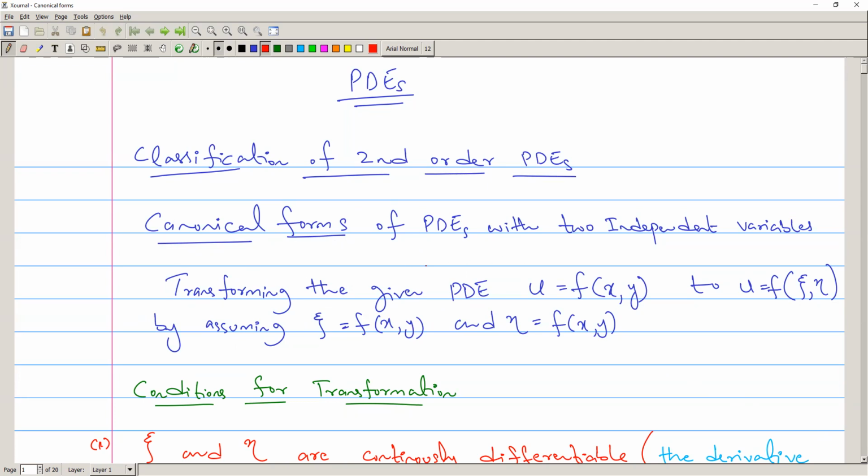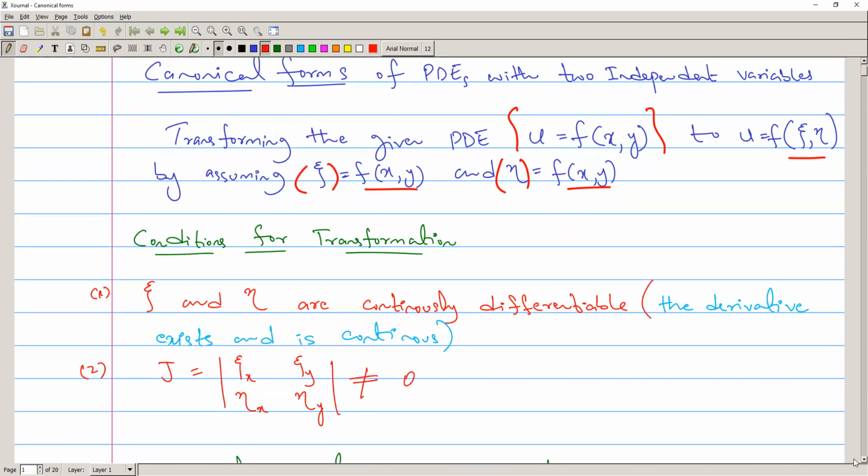So here, if we are given a function of two independent variables, you can see that we use a function f of x, y. We are using a transformation, a function psi that is a function of x and y, and a function eta that is also a function of x and y. Then this u will be transformed from x, y to psi and eta, right? So what we will get at the end is u as a function of psi and eta, right?